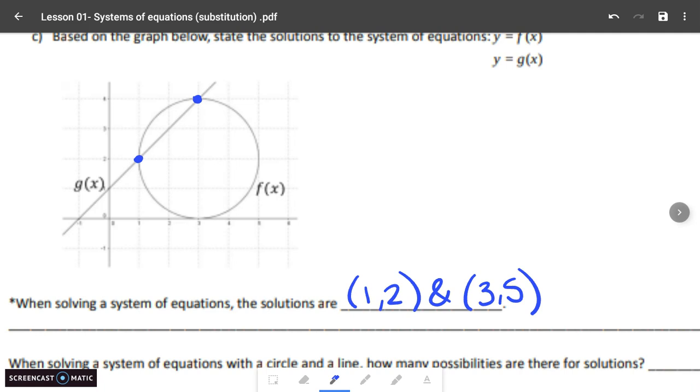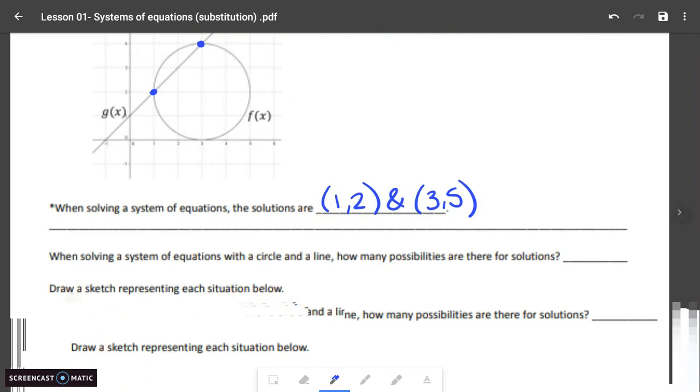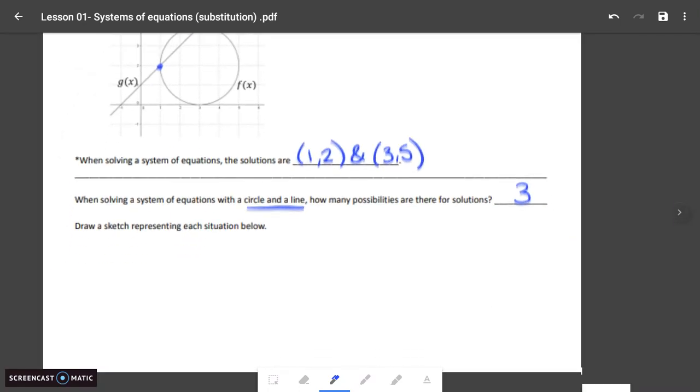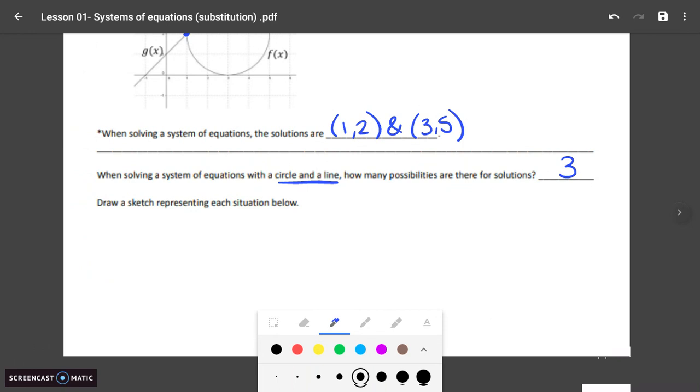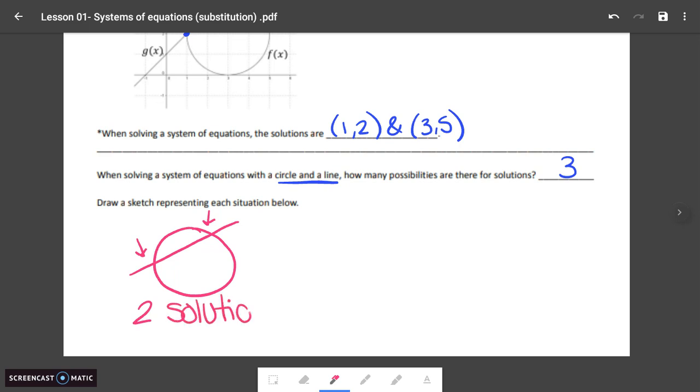Circles and lines are funny like that. There's a couple of different scenarios that could happen each time we encounter them. So when we solve a system of equations with a circle and a line, there's 3 different solutions that could happen. So imagine that I have a circle, and we could have exactly what just happened. That means I have 2 intersections, which means I have 2 solutions. You might recall from geometry that I can also have a circle that has a tangent line, meaning it only touches once. And that means there's 1 solution.